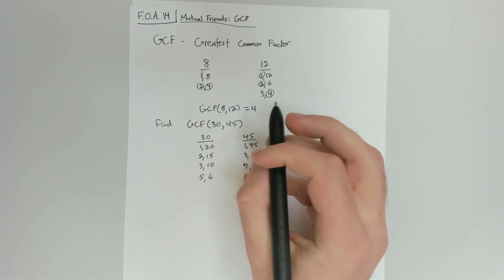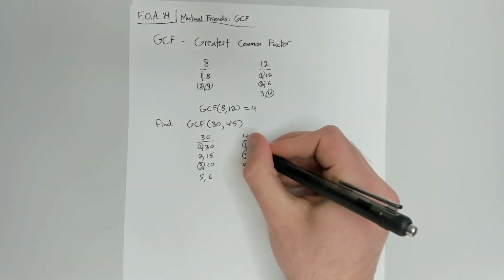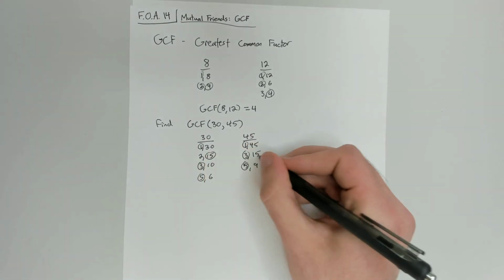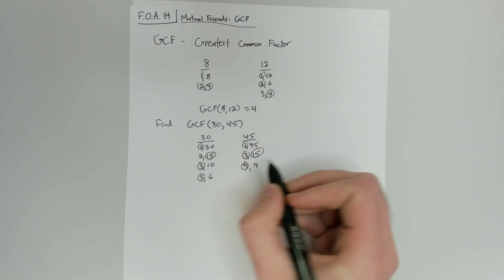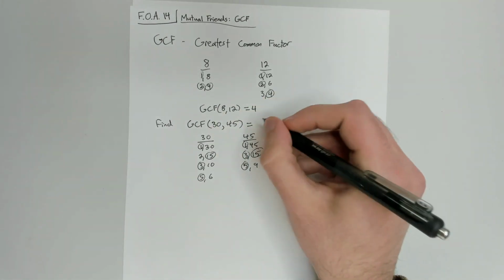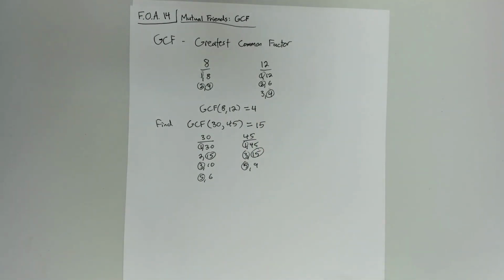And if we look for the greatest common factor, let's first circle all the common factors. So 1 and 3 are, as well as 5, and so is 15. So 15 is the biggest out of all those common factors. That means the greatest common factor of 30 and 45 is 15. It's a really easy concept, right? It's pretty much just a little bit of extra stuff based on an already familiar idea of finding the factors.